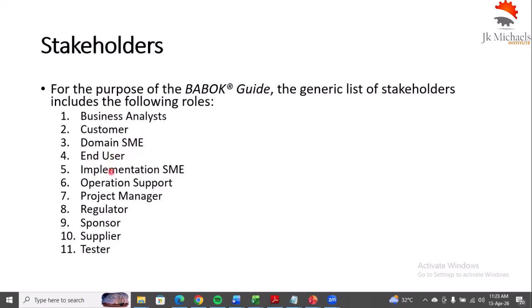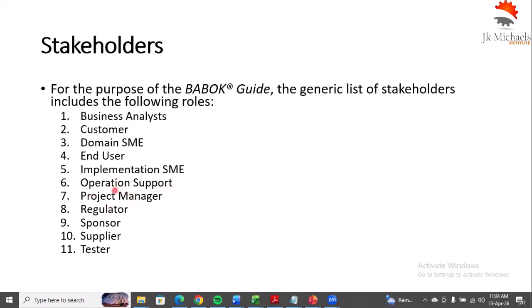We have implementation subject experts that would serve the purpose of implementing the solution. We have operational support. The goal of the operational support will be to ensure that when the solution is rolled out, the solution can be properly deployed to satisfy the customers, the end users, and if there are challenges or issues in its deployment and its continued use, these people can help us identify and resolve these problems.